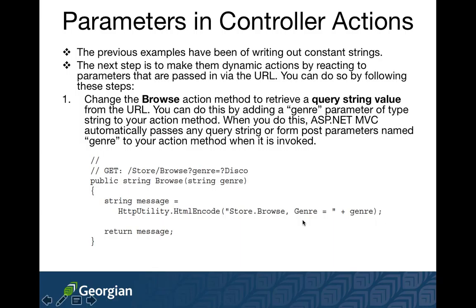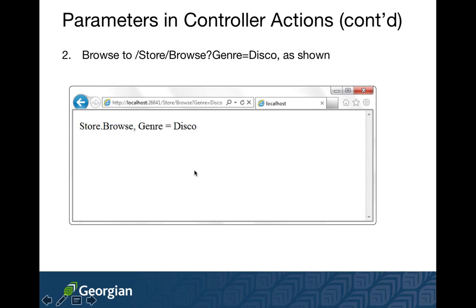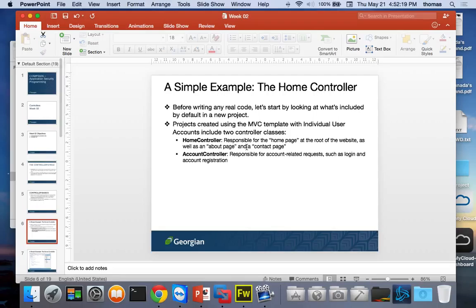HttpUtility.HtmlEncode, we'll talk about that later on as we move forward. But all it's doing is taking this information and encoding it as an HTML output. That's the first piece. And this is what you're going to get: Store.Browse, Genre = disco. And that's really it in a nutshell.